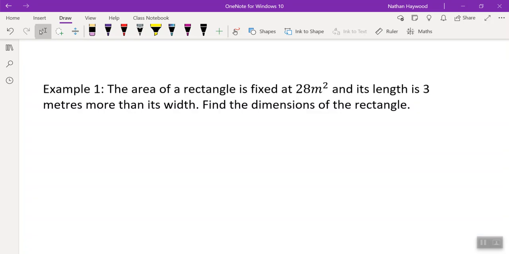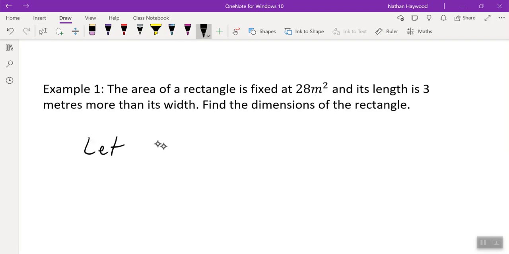So let's practice. An area of a rectangle is 28 meters squared, and its length is 3 meters more than its width. Find the dimensions of the rectangle. So any thoughts? What could be the first step? Perfect.